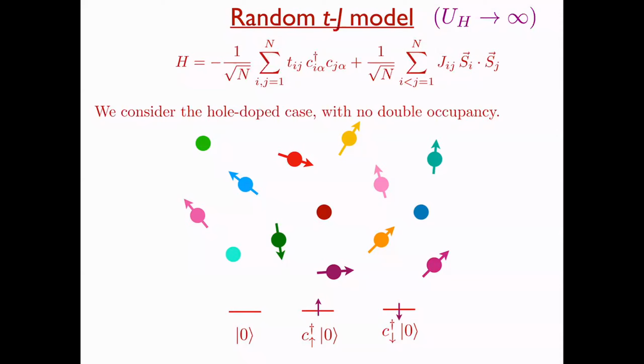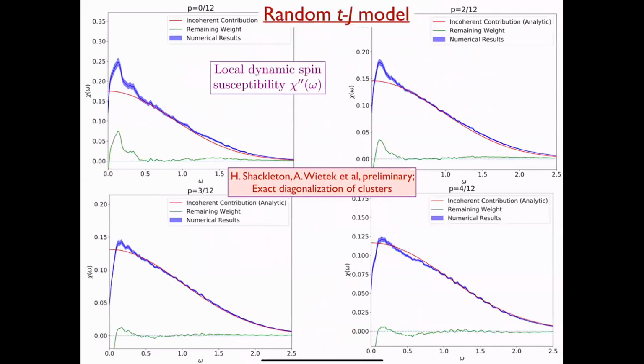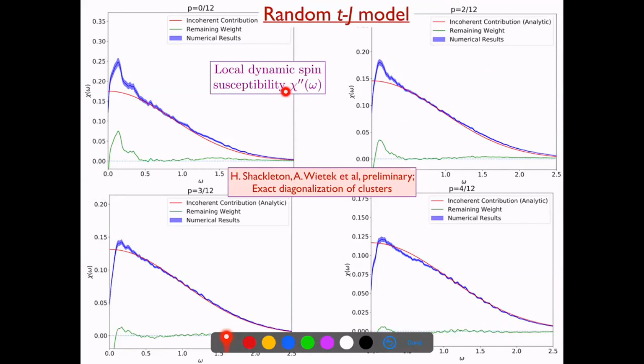Okay, but before we get there, I'm still showing you some numerical work by Henry Shackleton and Alex Wietek, who looked at what happens to the local spin correlation function, or the local spin susceptibility, which is basically S_i(0), S_i(t), Fourier transformed. If this has a peak at very low frequencies, as you see here at 0 doping, that indicates the presence of spin glass order. So this particular peak very much matches the work of Arrachea and Rozenberg.